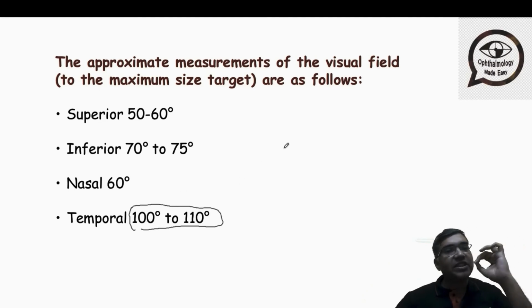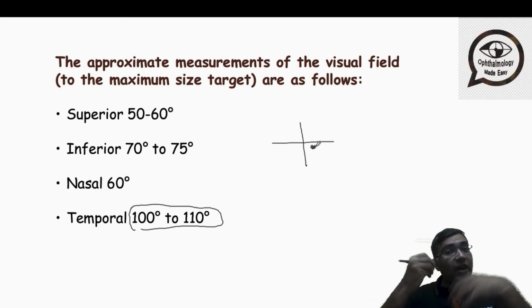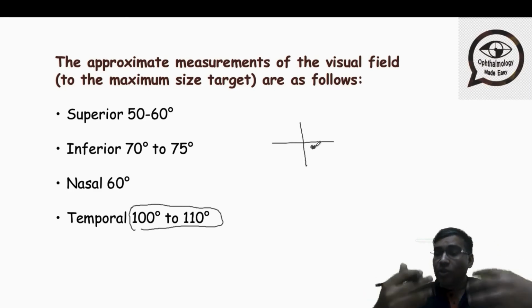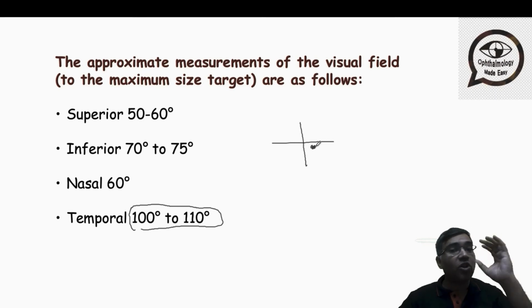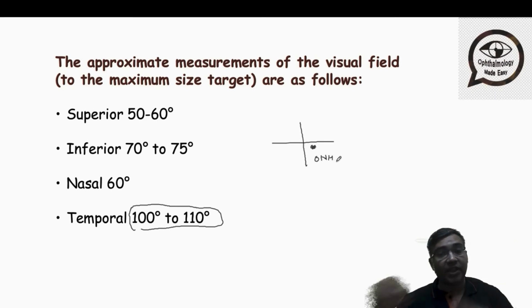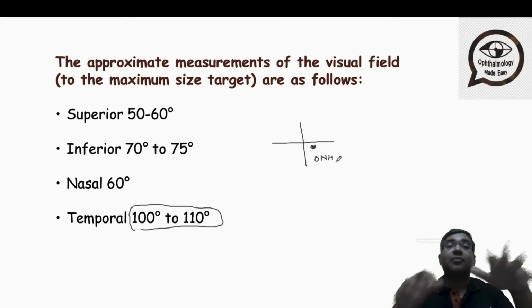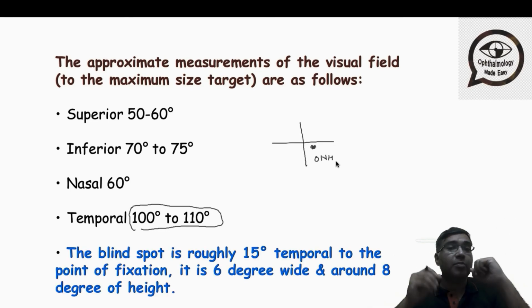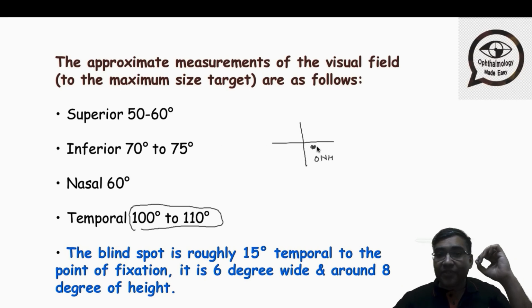Now, the next thing which I want to tell you about is a very important spot that is called blind spot. Now, I told you what is blind spot. Blind spot basically means it corresponds to your optic nerve head. Very important, remember, it corresponds to your optic nerve head. And sometimes they ask about what is the location of your blind spot. So it is basically 15 degree temporal to the point of fixation.